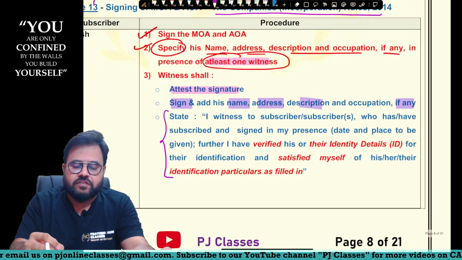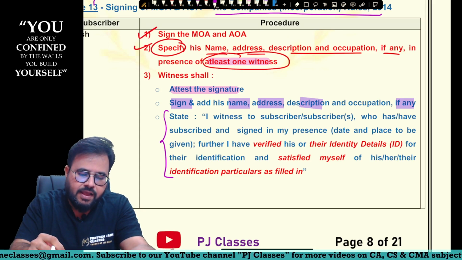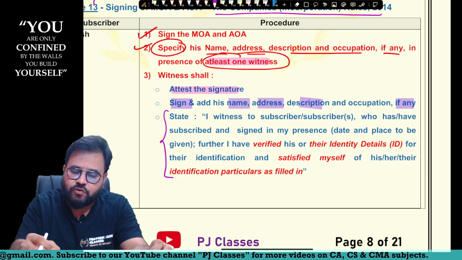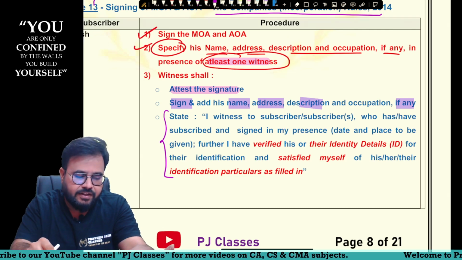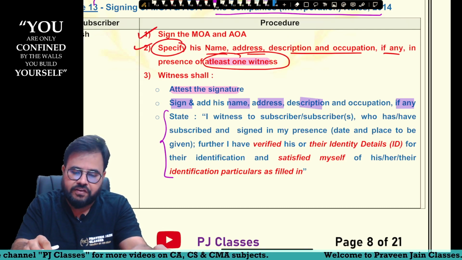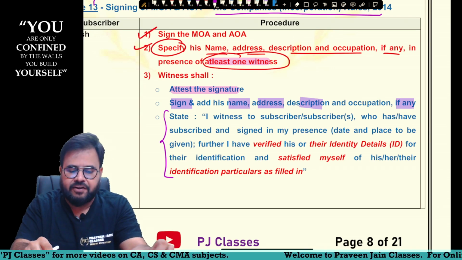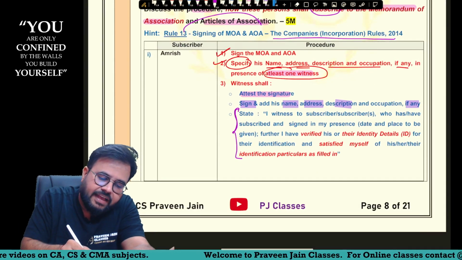I witness to the subscriber or subscribers who has or have subscribed and signed in my presence. He has to write the date and place. Further, I have verified his or their identity for their identification and satisfied myself of his or her or their identification particulars as filled in, sir. In other words, this line he has to mention, sir.